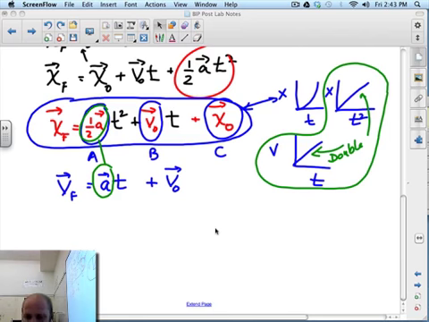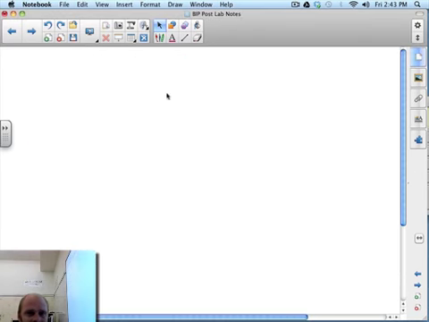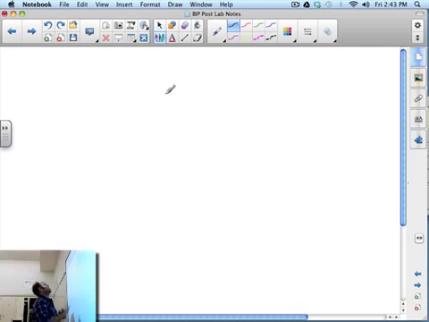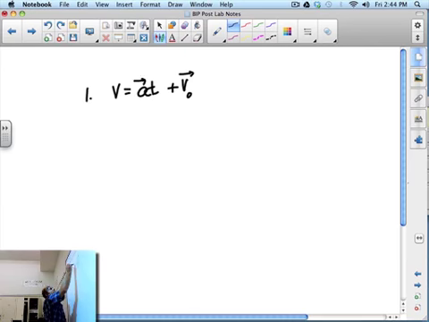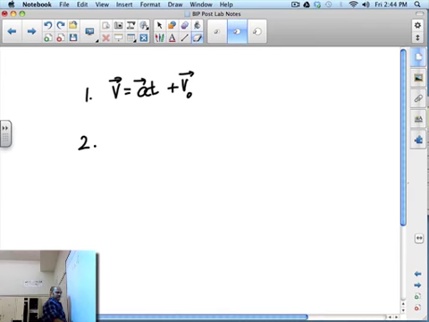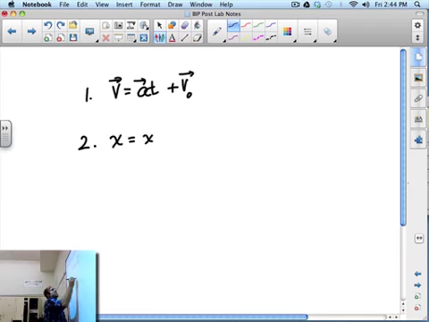All right, now for your third kinematics equation, okay? We've done the first equation, which is V equals AT plus V naught. We've done delta X equals, no, I don't want that form. Same thing, X equals X naught plus V naught T plus 1/2 AT squared, all right?